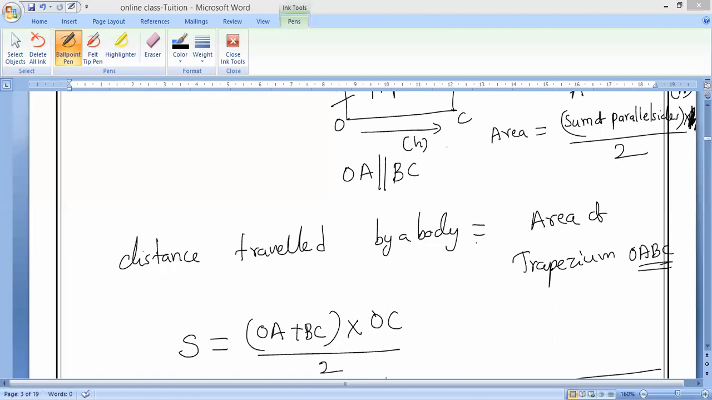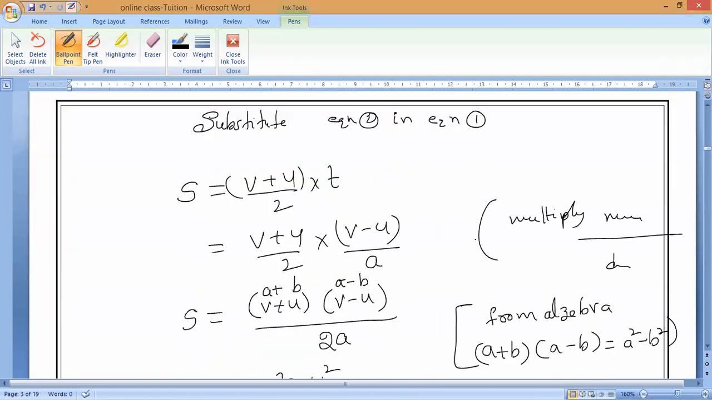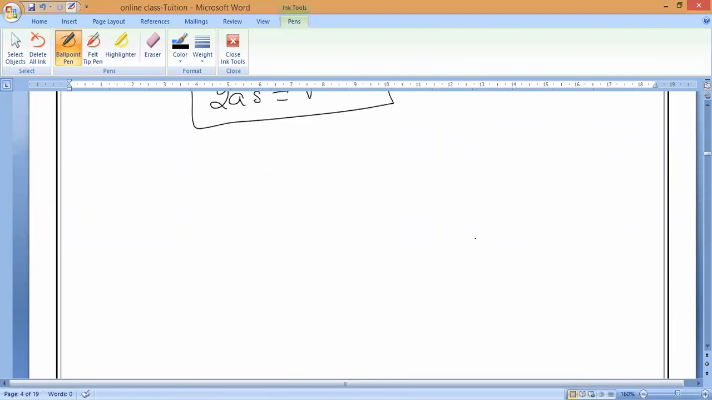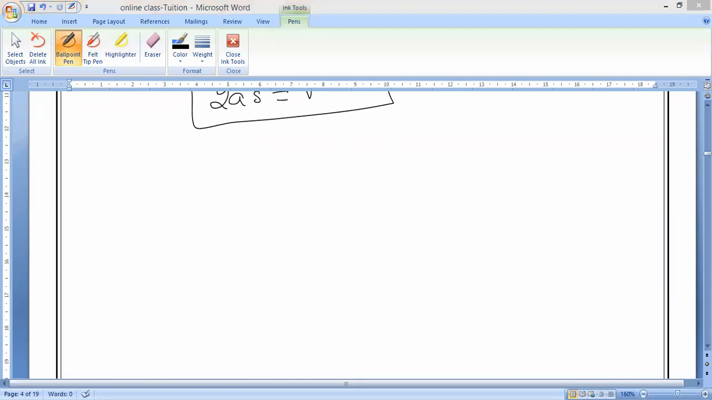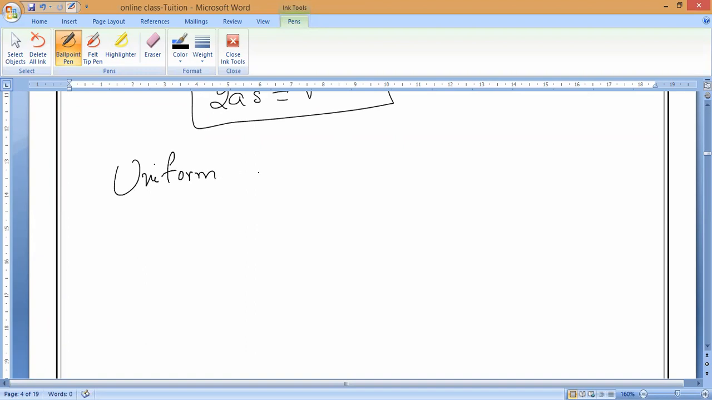Okay. Now, this is what it is, three equations of motion. Now, in this chapter, the last concept which is present, what is that concept called, guys? Uniform circular motion. Listen very carefully. This is one of the most important questions. The uniform circular motion is the most important one.